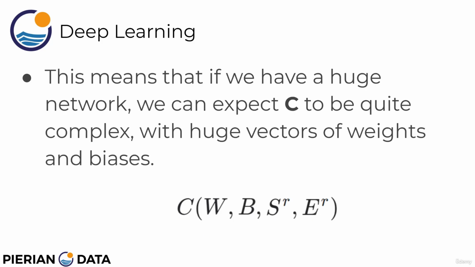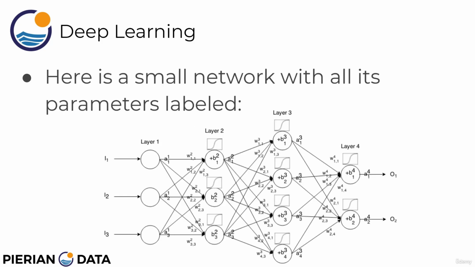Okay, so this means that if we have a huge network, we can expect the actual cost function to be really quite complex, with a huge vector or tensor of weights and another huge tensor of biases. For example, if we were just to take a small network and start labeling every weight, every bias, and every output of the activation function, which is A, you can see all the parameters labeled here. It can get really complicated really fast. And this is a really small network. There are only 4 layers here, 2 hidden layers, and those hidden layers aren't even that big. But if we start notating everything, it becomes quite complex. You already have quite large matrices of weights and biases.